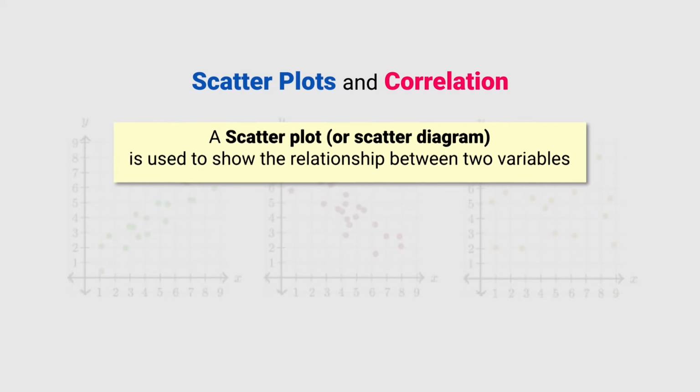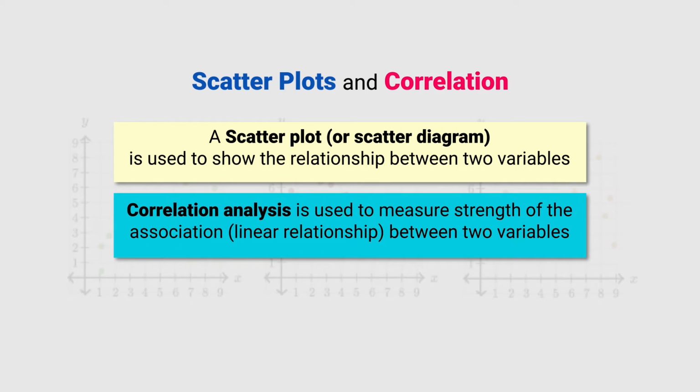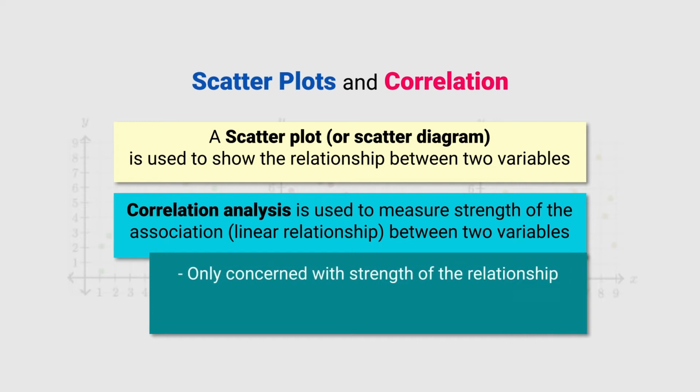In our previous presentation, learners can recapitulate or visit the correlation presentations, where they will find how we studied scatter plots and correlation, but regression is one step ahead of that. That is the reason we have put an exclusive session on regression analysis. We have observed that a scatter plot is used to show the relationship between two variables, and correlation analysis is used to measure the strength of the association, that is, the linear relationship between two variables, and is only concerned with the strength of the relationship.